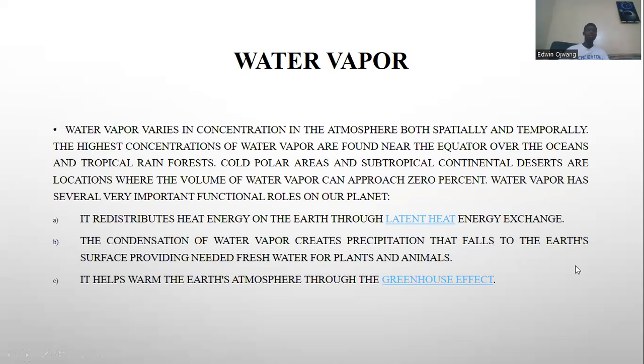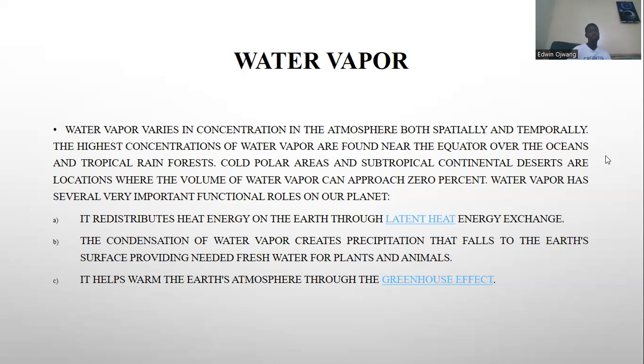Let's look at water vapor. Water vapor varies in concentration in the atmosphere, both spatially and temporally. The highest concentrations of water vapor are found near the equator, over the oceans and tropical rainforests. The lowest are found in cold polar areas and subtropical continents. Deserts are locations where the volume of water vapor can approach 0%.